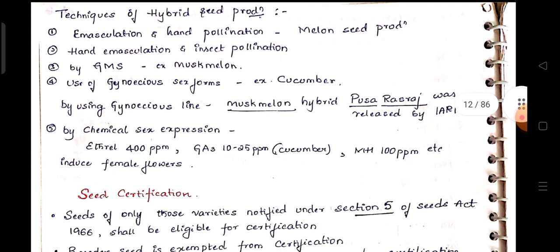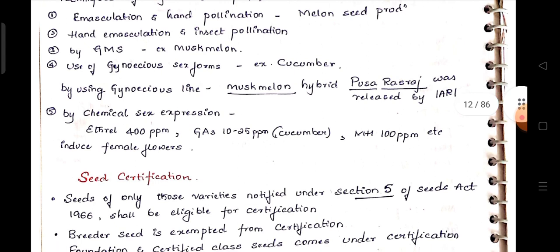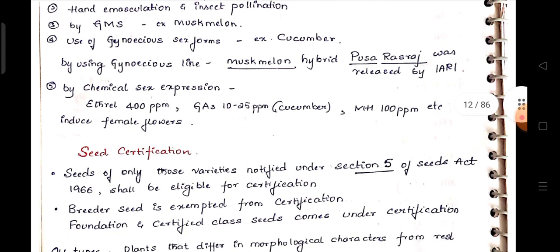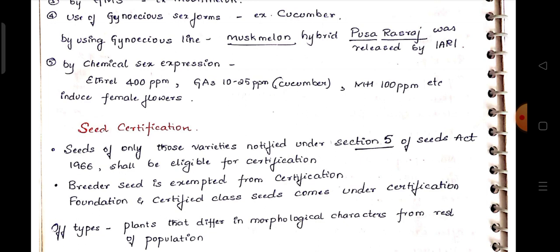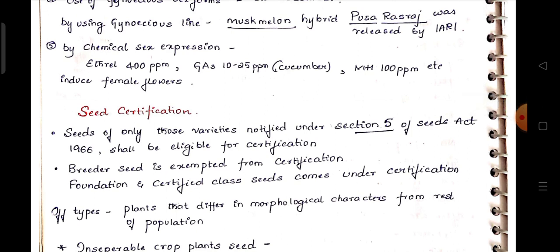For hybrid seed production, emasculation and hand pollination is practiced for melon seed production. Hand emasculation and insect pollination. GMS for muskmelon is followed, that is genetic male sterility. Use of gynoecious sex forms like in cucumber. By using a gynoecious line, muskmelon hybrid Pusa Rasraj was released by IARI. Chemical sex expression: Ethrel 400 ppm, GA3 10 to 25 ppm in cucumber, MH 100 ppm etc. induce female flowers. Remember, Ethrel, GA3 and MH or maleic hydrazide induce the female flowers.